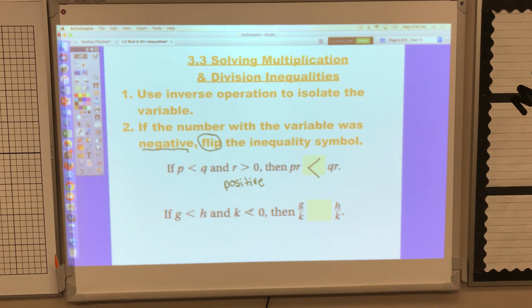But if I have a problem where G is less than H, and then we're going to do something to it by K, and this K is negative, that means it becomes the opposite of what it originally was. So if G was less than, now whatever's happening to G becomes greater than the H and what's happening to H. In this case, division. But no matter which operation, multiplication or division, when you do that to one side of an equation, that sign becomes its opposite.